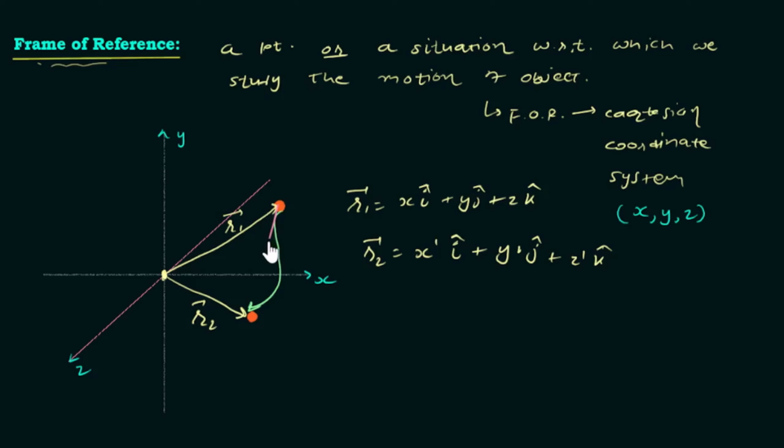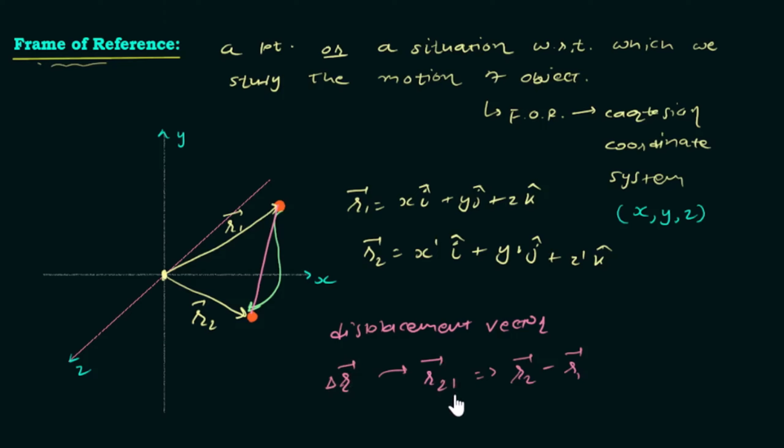The shortest path between these two points is known as our displacement vector. So the displacement vector can be written as r21, which is equal to r2 minus r1. You can also write it as delta r. So delta r is basically the displacement vector, and it will be directed in this particular direction.